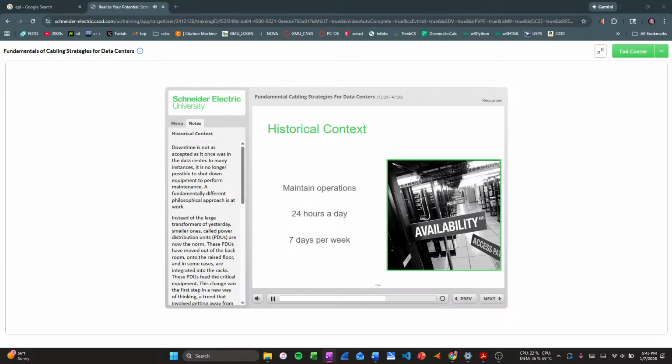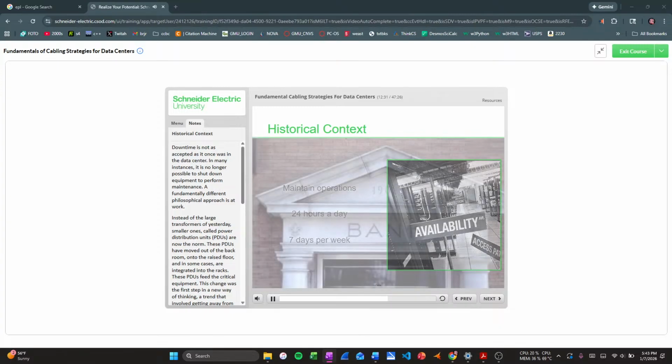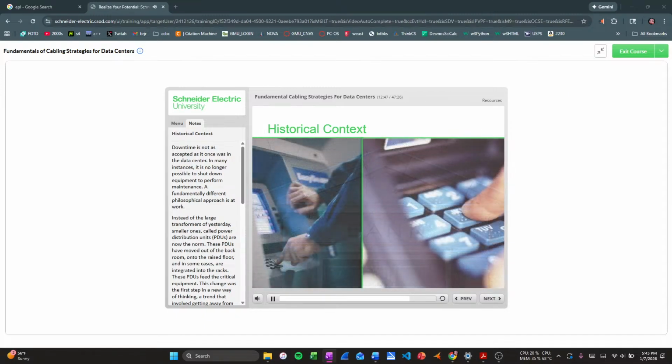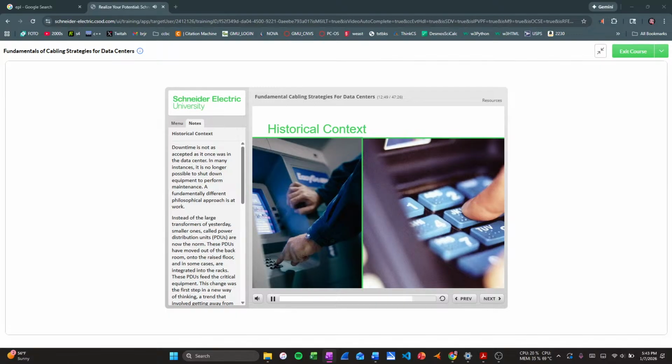This trend began approximately 10 years ago, and it was clearly driven by the user. It became crucial for data center managers to maintain operations 24 hours a day, 7 days per week. Some of the first businesses to require such operations were banks, who introduced ATMs, which demanded constant uptime. The customer said, "We can no longer tolerate a shutdown."